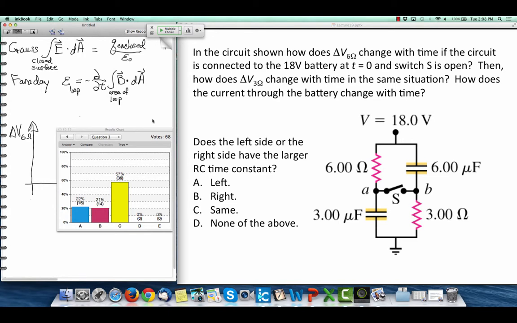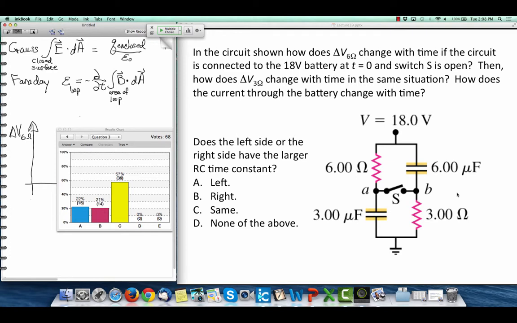So I've hinted at something that I haven't really said. The left-hand side of this is a resistor and a capacitor, and you hook it up across 18 volts. The battery puts 18 volts across the left-hand side, so the left-hand side with its battery acts just like an RC circuit all by itself. The right-hand side also has 18 volts, so the right-hand side also acts just like an RC circuit.